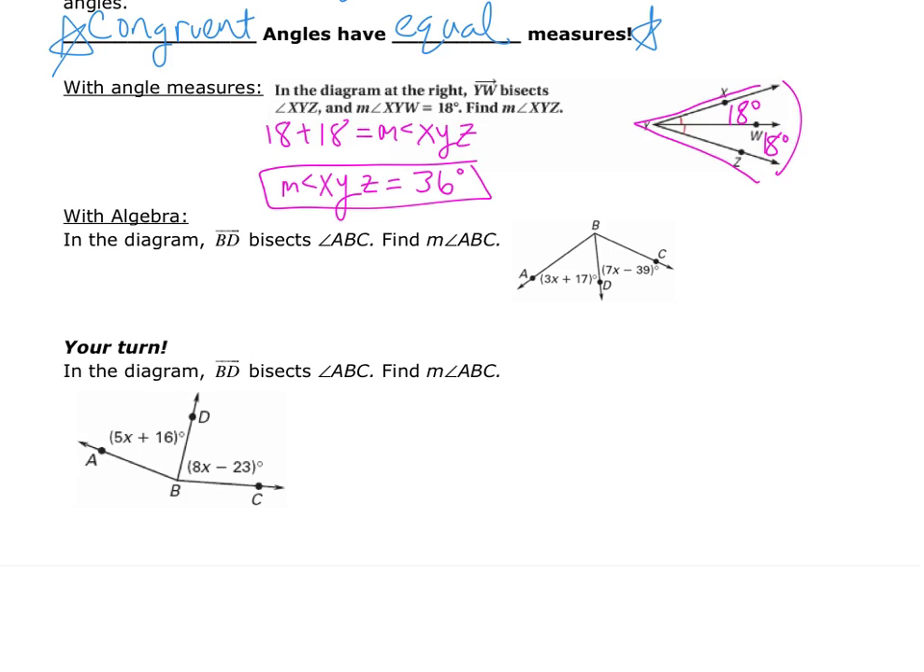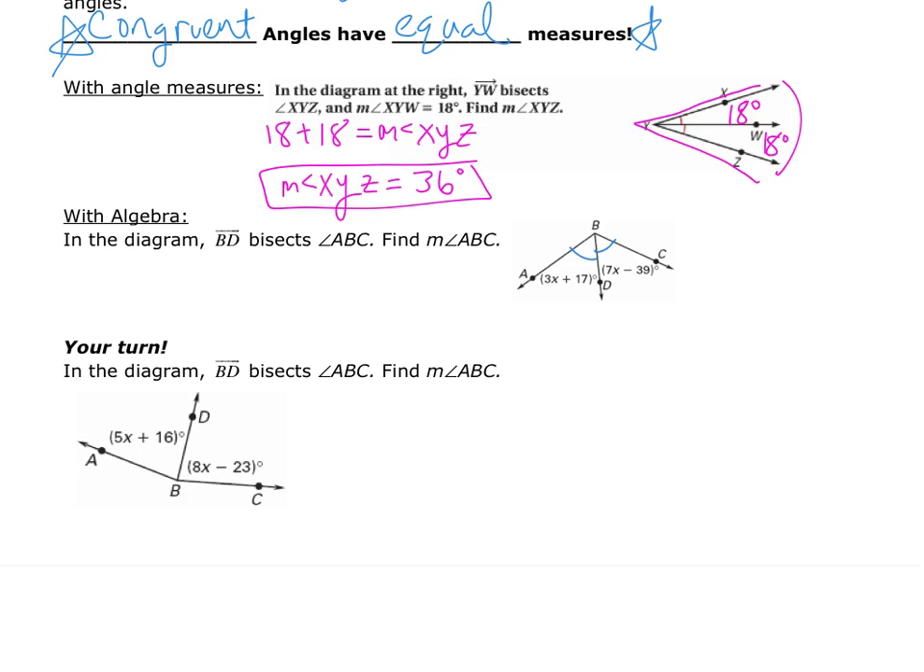Now realize that was just with numbers, and we're going to do it now with some algebra in our problem as well. So in our diagram now, we have that the ray BD bisects our angle ABC. So that tells us these two angles are congruent to each other. We show that they're congruent by putting those little arcs right there. And then we need to find the angle ABC.